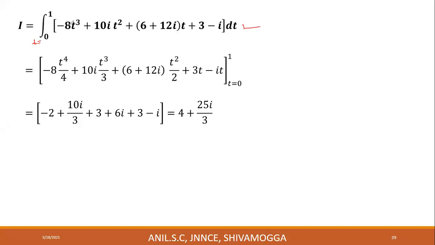Here we integrate. Keep minus 8 constant as it is. Integral of t cube is t power 4 divided by 4. Here 10i is a constant, keep this constant as it is. Integral of t square is t cube divided by 3. 6 plus 12i is constant, keep it as it is. Integral of t is t square divided by 2. Integral of 3 is 3t, and integral of minus i is minus i into t. Limits from 0 to 1. Now apply limits and simplify.